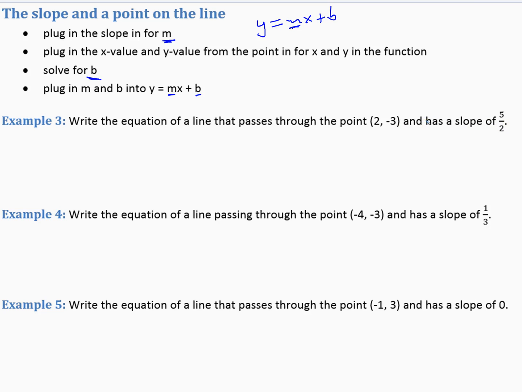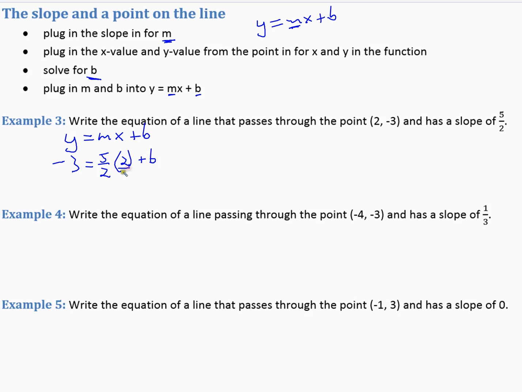So first one, write the equation of a line that passes through (2, -3) and has a slope of 5/2. Well, following the steps here, we're going to start with y equals mx plus b. We're going to plug our slope in. So step 1, plug in the slope, which was 5/2. We're going to plug our point (2, -3) in. So 2 goes in for x, and -3 goes in for y. And then we have plus b here. So notice here we have just b. There's no other variables, so we can solve for b.